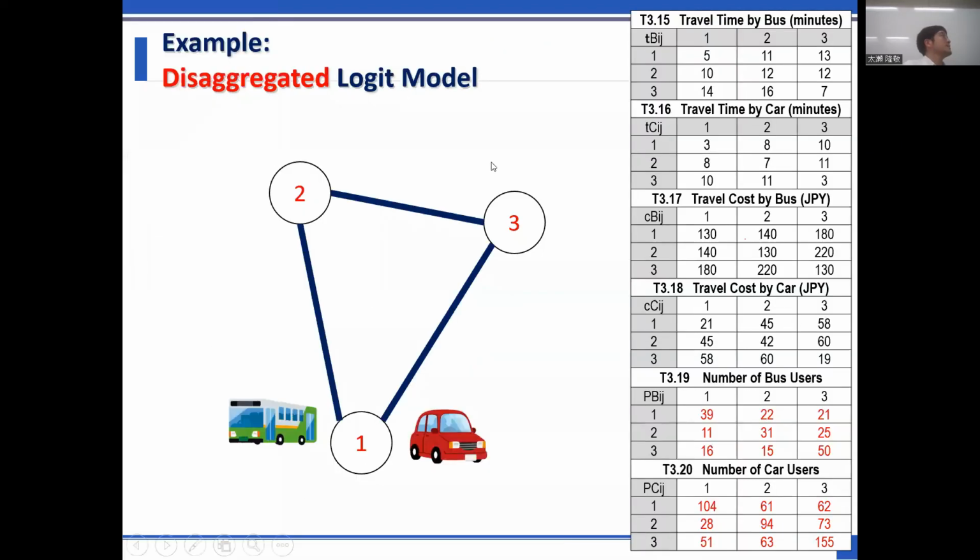But when you compare this with the disaggregated logit models, as I explained previously, the number of trips can be limited. In the limited numbers, the disaggregated logit model can estimate the utility functions and the probabilities of the transport mode by OD pair.